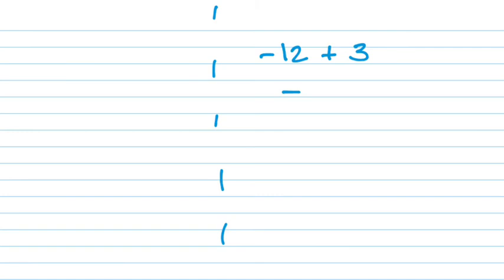Okay? And then I'm just going to take the numbers and subtract them. And it's always the bigger one minus the smaller one. So 12 minus 3 is 9. So my completed answer is negative 3.